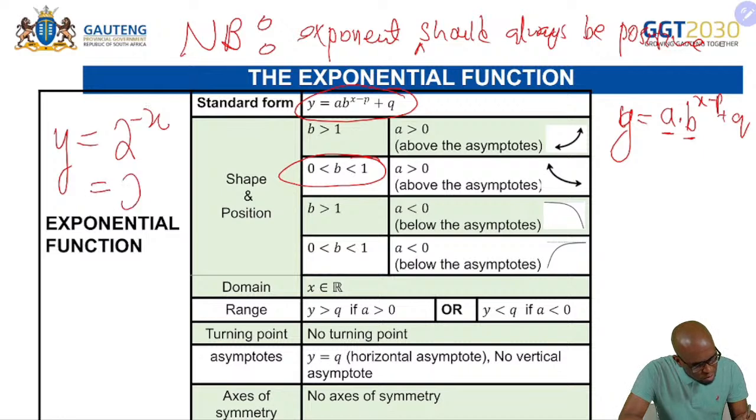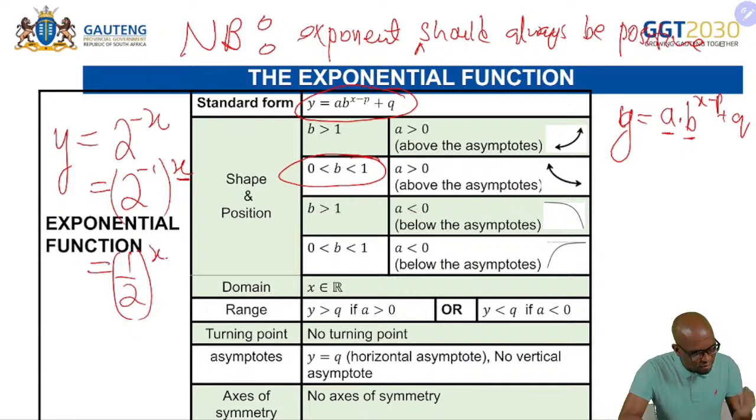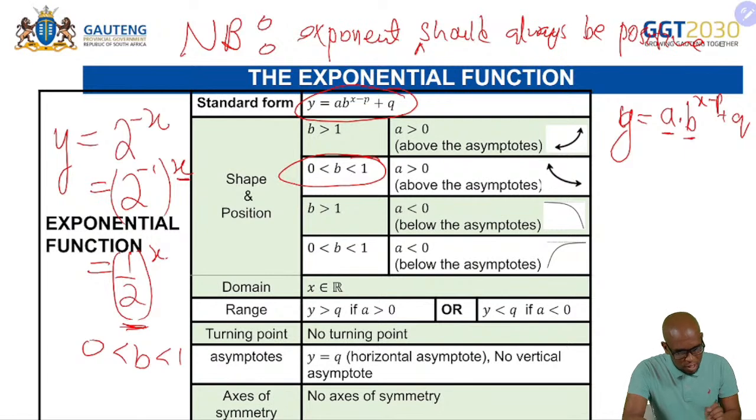So what we can do is write this as 2 to the minus 1 times x. Now this exponent is positive, but 2 to the minus 1 is half. So this would be half raised to x. So now you can see that this is a fraction. That is very, very important. And now, what do these parameters tell you? The value of p represents the horizontal movement, and the value of q represents the vertical movement.